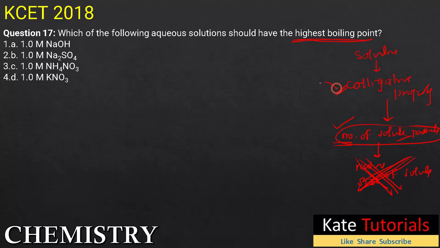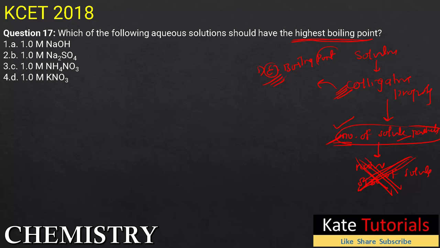If the number of solute particles is more, then colligative properties are more. Among the colligative properties we learn four, of which one is the elevation in boiling point. If the number of solute particles is more, the colligative property will be more, hence the boiling point will be more. Elevation in boiling point is nothing but an increase in boiling point.